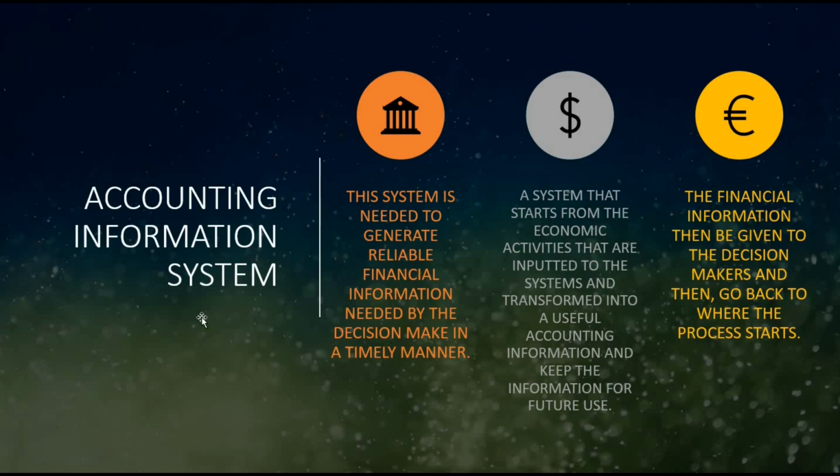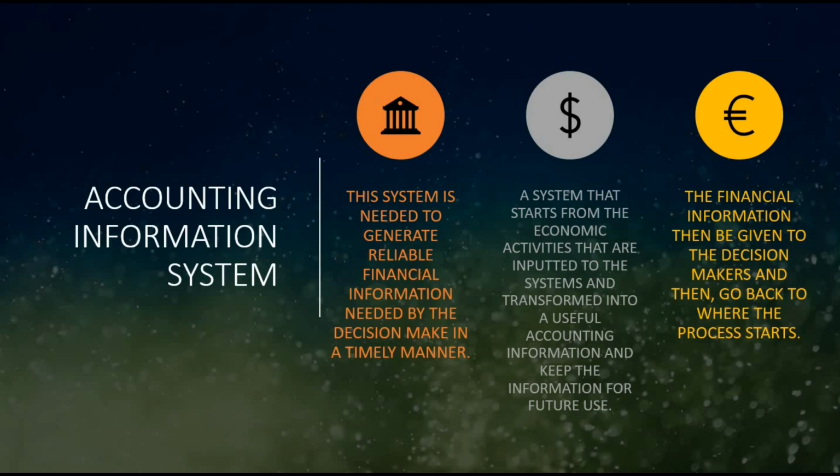So first is accounting information system. Since we know that accounting is a system, there must be a systematic, organized way of transforming raw data into useful information. So what is this accounting information system?